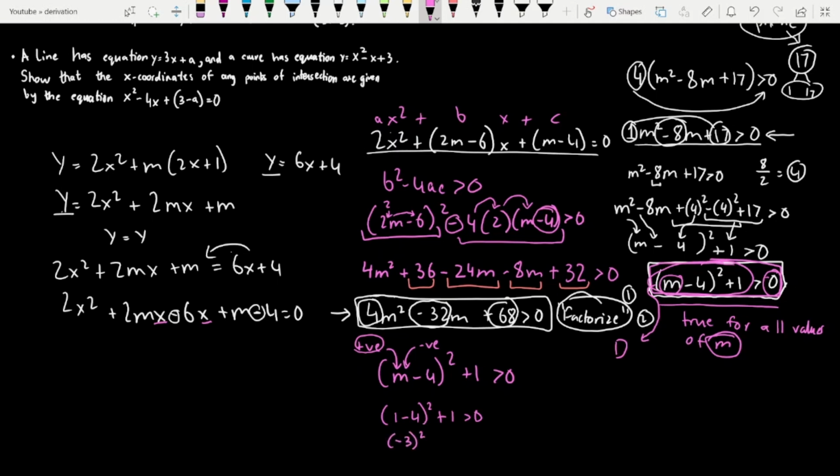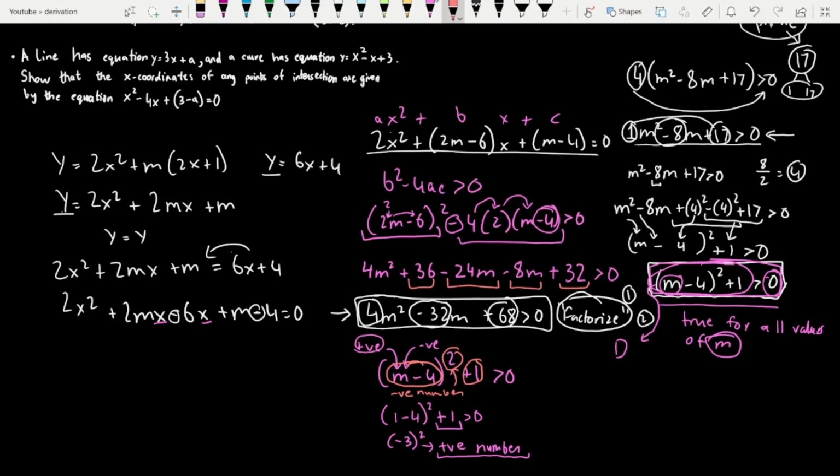What happens when you square that negative number? When you square a negative number, you're left with a positive number. And what happens when you add 1 to a positive number? Well, you still get a positive number. So if you have any negative number inside of this bracket, it's going to be squared, and it will become a positive number. And if you add 1 to any positive number, you still have a positive number.